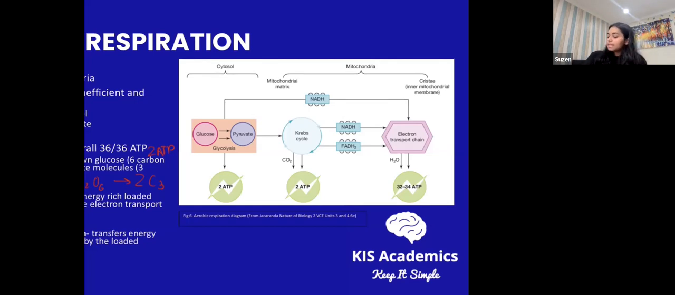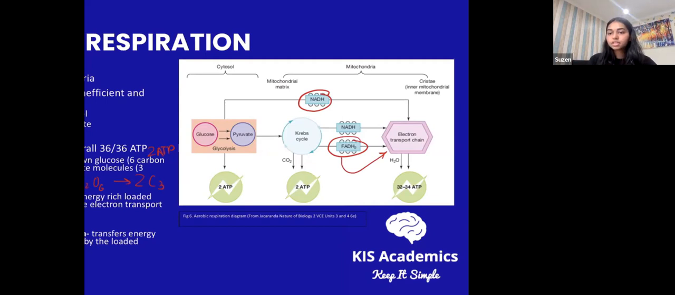So what I mean by the electron suppliers is that if we see in the diagram, alongside producing the ATP, we also have the molecules NADH and FADH2 that are also involved. Their main function is to act as electron carriers to go directly into the electron transport chain.